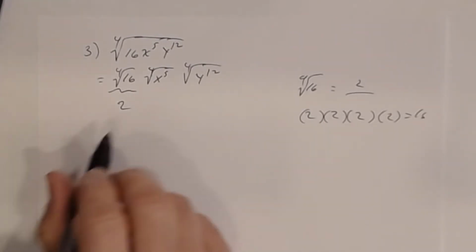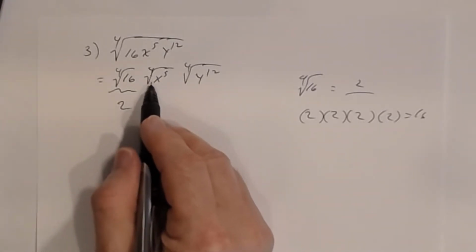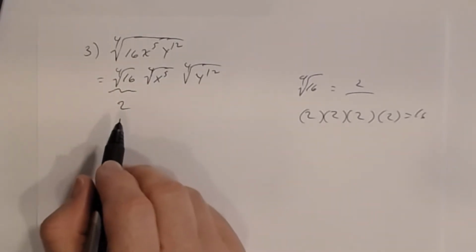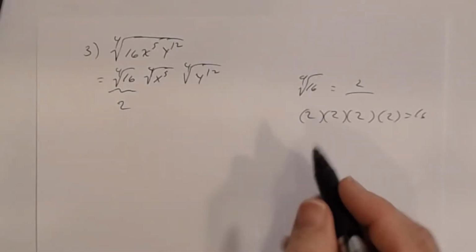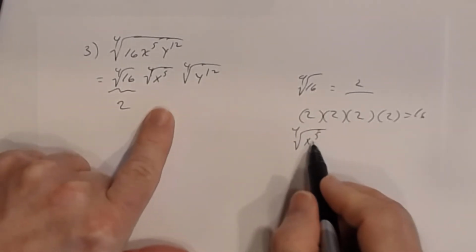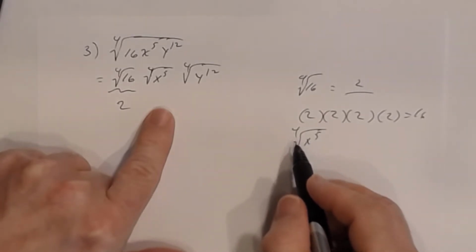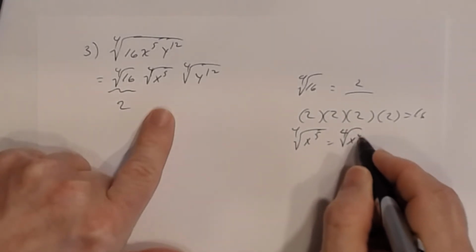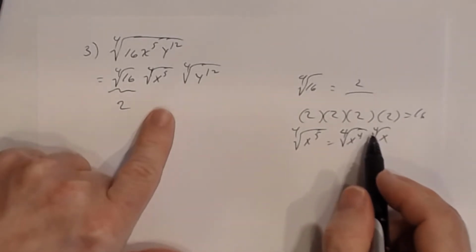Okay? Now let's look at this one. Can I simplify this radical right here? The answer is yes, because 5 is greater than or equal to 4. But 5 is not divisible by 4, right? So you've got to think about this. I'm going to go off to the side and rewrite it. The fourth root of x to the 5th. What is the largest integer less than 5 that's divisible by 4? The answer is 4. So this becomes the fourth root of x to the 4th times the fourth root of x. Y'all agree?